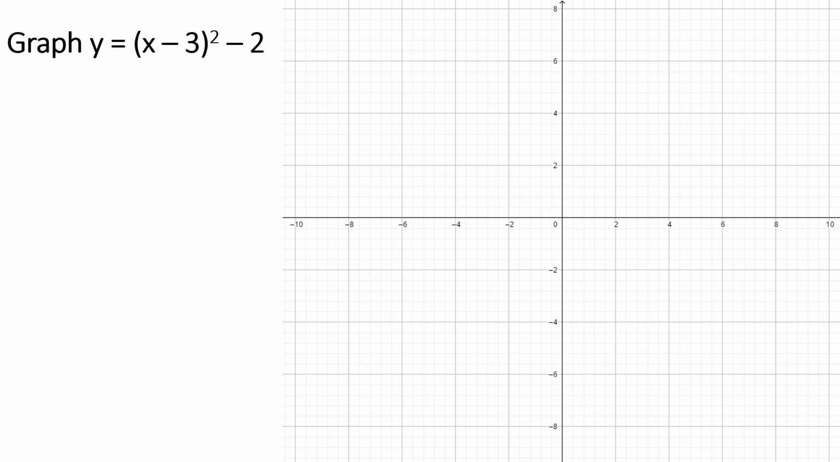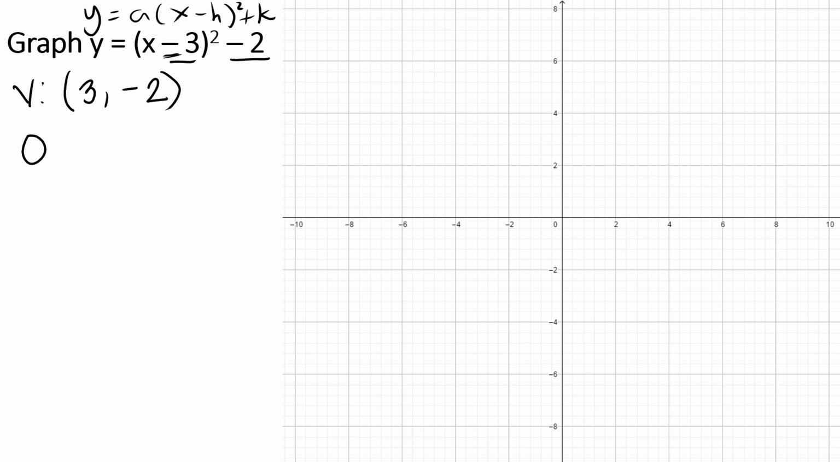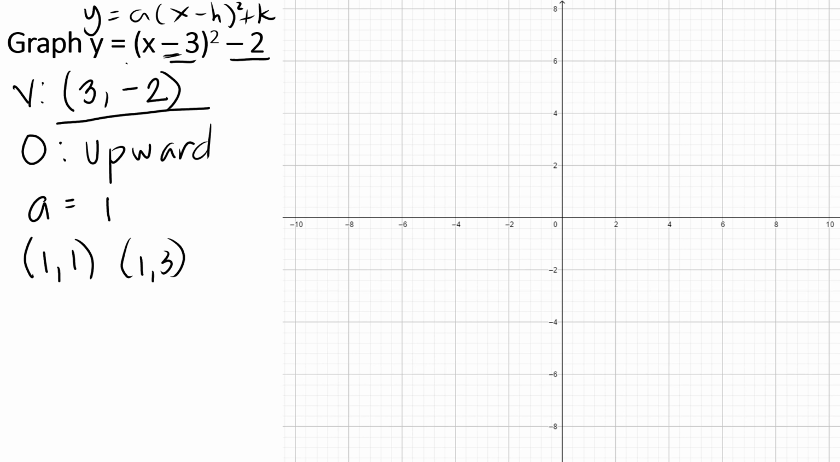Yan. Ito, kompleto na. So, y equals x minus h squared plus k. So, here's our h and here's our k. So, ang vertex na natin dito ay, change the sign sa loob, positive 3, negative 2. Then, opening natin. Ang opening natin, since positive 2, ay upward. Ang value of a natin ulit ay 1. So, ang pattern ulit natin ay 1, 1, then 1, 3. So, vertex, opening, pattern. So, let's start.